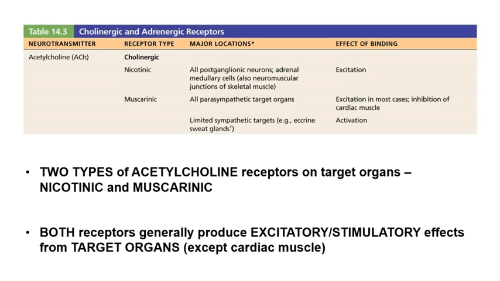Nicotinic acetylcholine receptors are found on all postganglionic neurons, on skeletal muscle cells at the neuromuscular junction, and are also on the cells of the adrenal medulla, which are cells that are located within the adrenal gland. The muscarinic variety of acetylcholine receptors are found on basically all of the parasympathetic target organs. So both receptors tend to produce excitation or stimulation at the target organs, which is going to activate the parasympathetic response. The one major exception here is cardiac muscle, which tends to be inhibited by acetylcholine instead of excited by it.